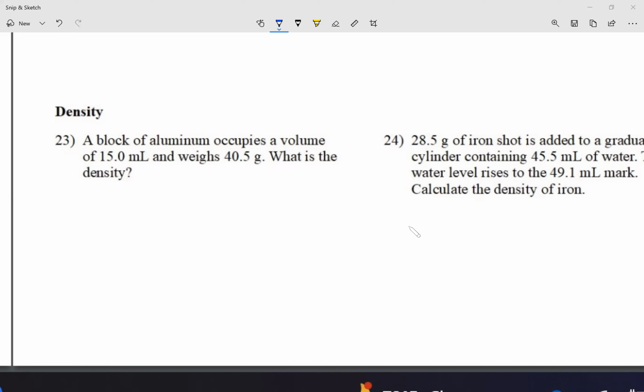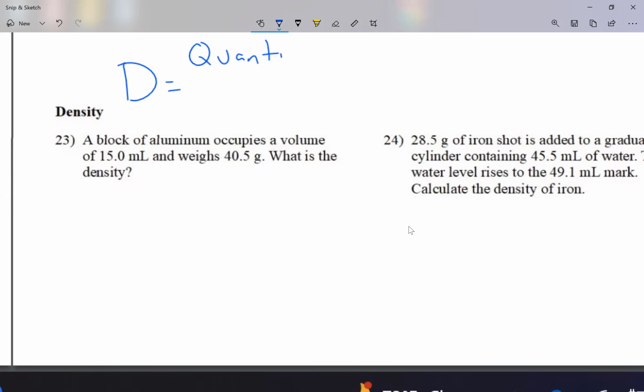Now, couple formulas we're going to use. Let me use the letter D for density. We can use our density is going to be quantity over volume.